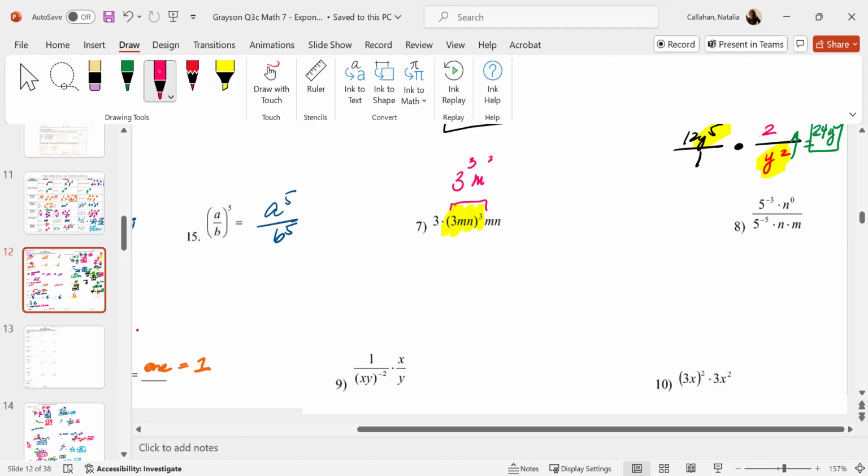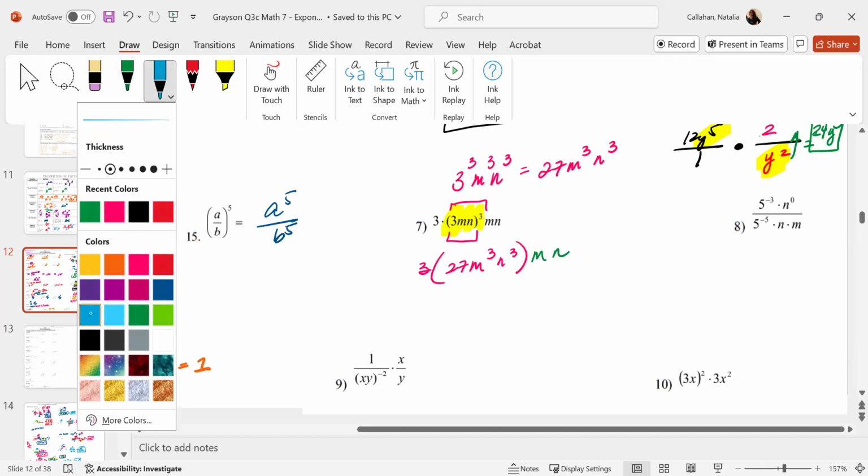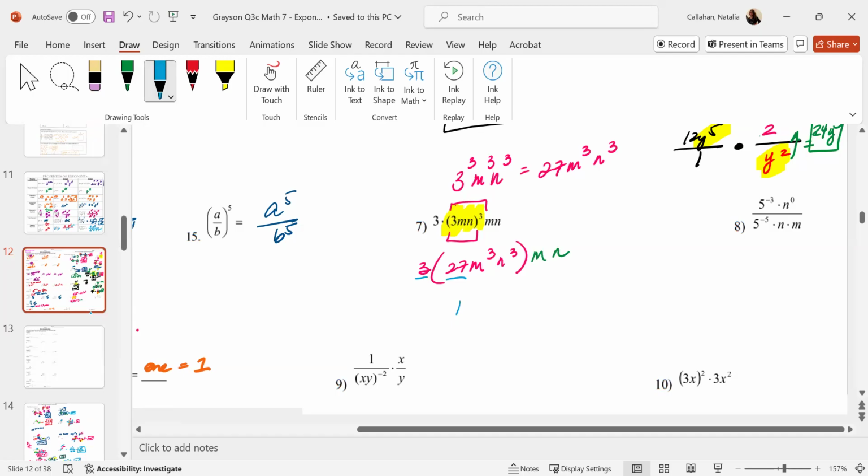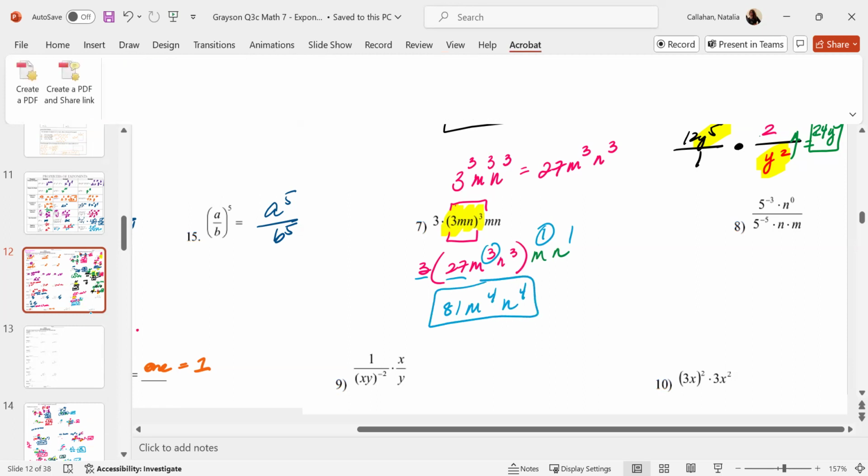3 to the 3rd, m to the 3rd, n to the 3rd, right? If I rewrite it, 27, m to the 3rd, n to the 3rd. Okay? So when I rewrite this, it's 3 times 27, m to the 3rd, n to the 3rd. And don't forget the m and the n, okay? 3 and 27. 27 times 3 is going to be, I think it's 81, okay? There's a 1 there, correct? So you add that, so it's m to the 4th, n to the 4th. That's your answer. So, you got it? Yeah. Okay.